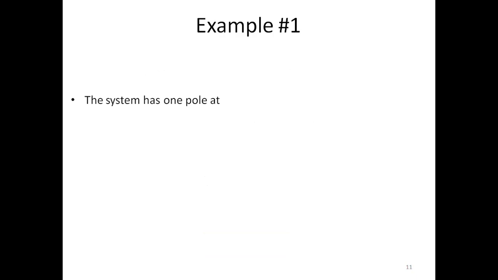Here the system has one pole, so what is the pole value? Minus 1 upon RC.